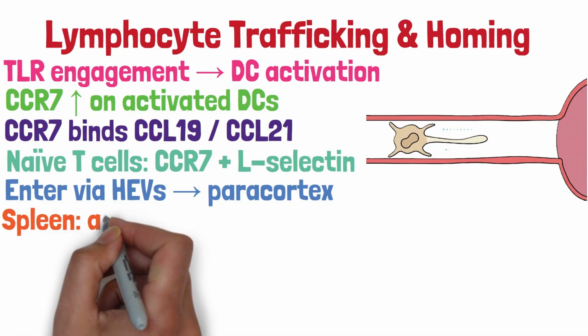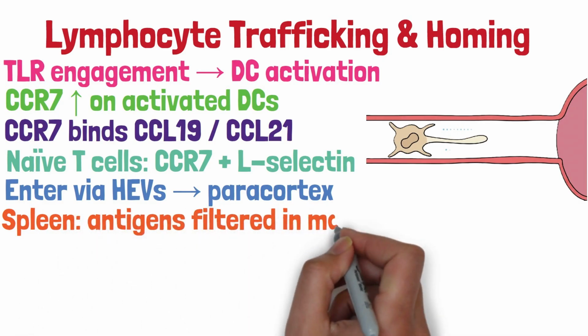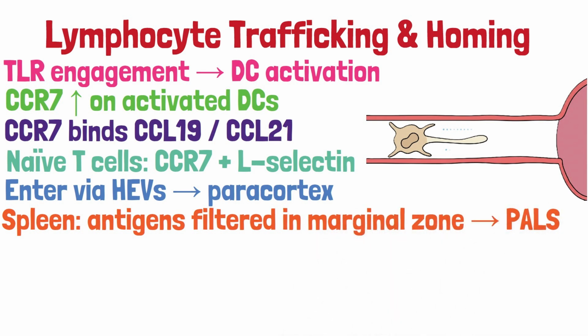Meanwhile, if the antigen is blood-borne instead of tissue-borne, the spleen does the filtering. Antigens and APCs meet T cells in the periarteriolar lymphoid sheaths, or PALs, after passing through the marginal zone.